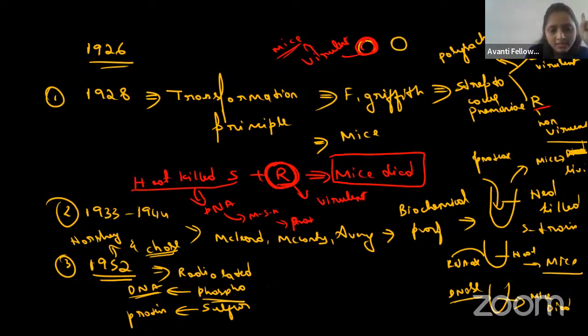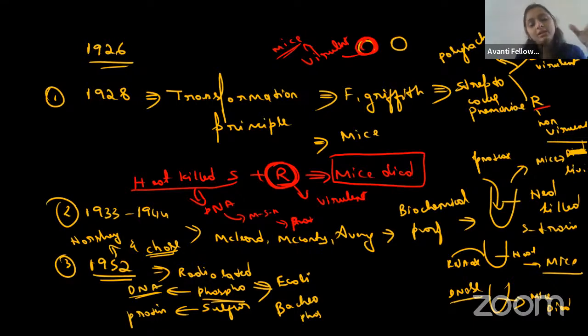Then they conducted the experiment by taking E. coli and bacteriophage. Here they labeled the DNA of the bacteriophage with phosphate and the protein coat of the bacteriophage with sulfur. Then they let that bacteriophage infect the E. coli bacteria. They observed that the protein coat is not going inside the bacteria, but only the DNA is going.